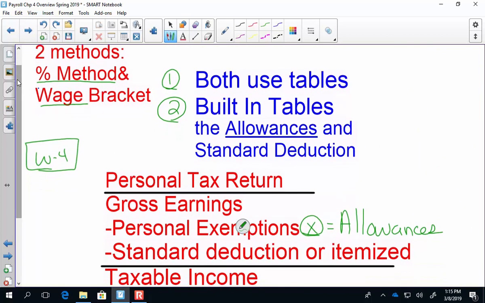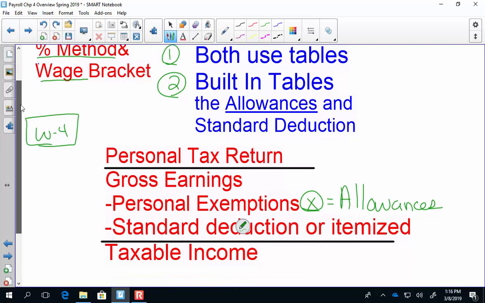Couple of minor things. With our two methods of withholding computation, remember we have a percentage method and a wage bracket method. Please be aware, both use tables. Built into the tables are the allowances and the standard deduction. Hopefully you'll see that in the textbook. You can even look in the tables. I mean, percentage, you can see the allowance. And also for the wage bracket tables, you can see that you've got to be in the right allowance column.